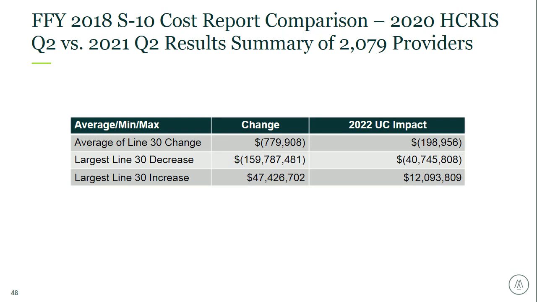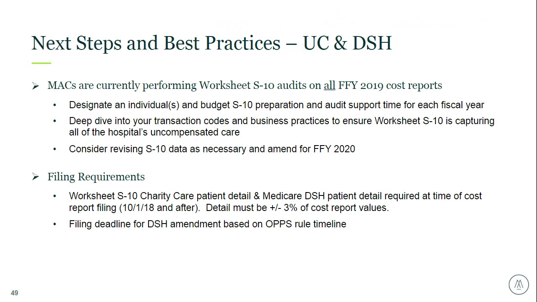So what are some of the next steps and best practices in terms of UC and Medicare DSH? As we mentioned earlier, MACs are currently performing worksheet S-10 audits on all federal 2019 fiscal years. Right now, hospital systems really need to designate an individual or a team of individuals to prepare the S-10 for filing and support during this audit process. These S-10 reports take a considerable amount of time and resources to prepare. And so in order to accurately report charity and bad debt and to maximize the uncompensated care reported on S-10, there needs to be a coordination between the designated S-10 preparer and the reimbursement staff, the revenue cycle, accounting, potentially policy, compliance, and or legal if revisions are necessary to any policy.